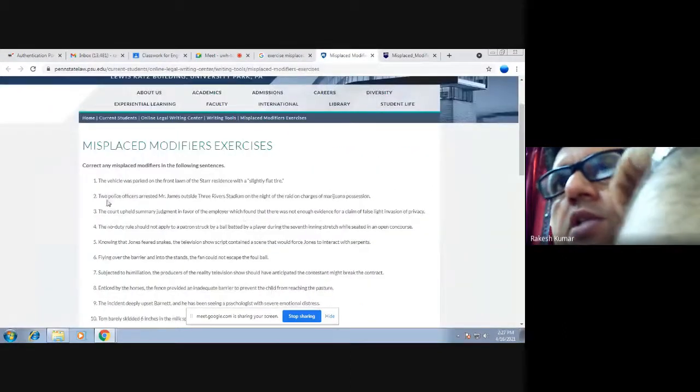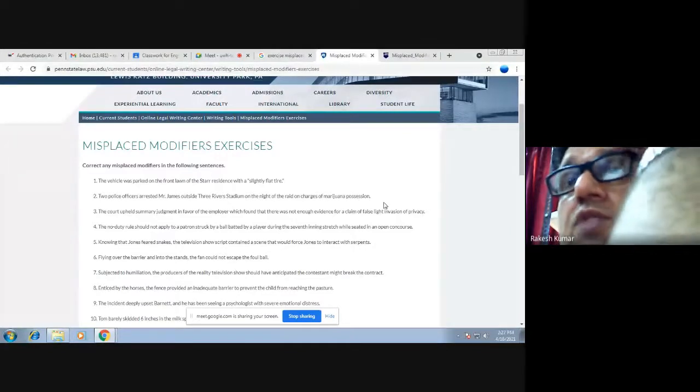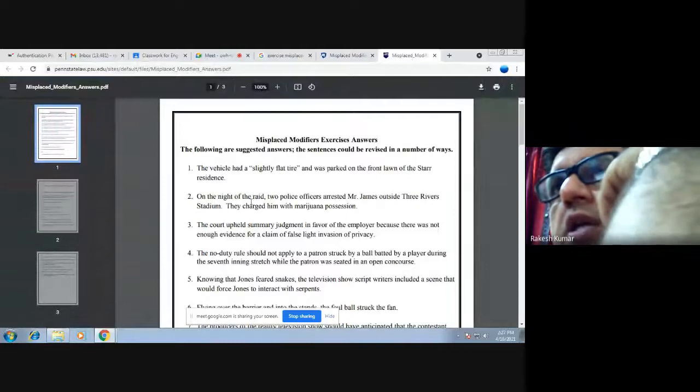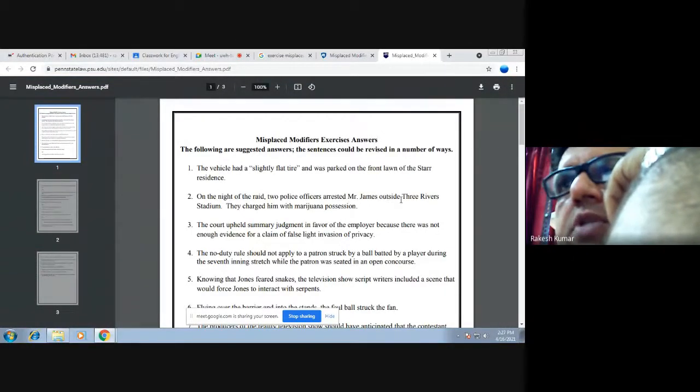The next one is: "Two police officers arrested Mr. James outside Three Rivers Stadium on the night of the raid on charges of marijuana possession." That's one sentence. And the misplaced modifier, "on the night of the raid," will change the sentence: "Two police officers arrested Mr. James outside Three Rivers Stadium, charged him with marijuana possession." So that is something different.